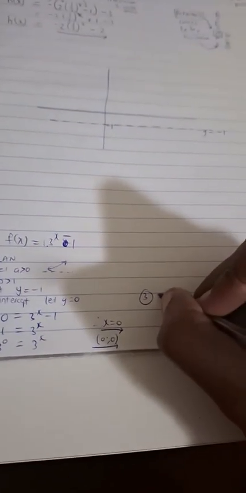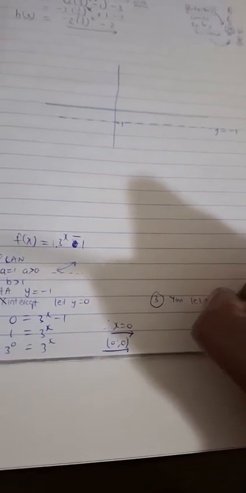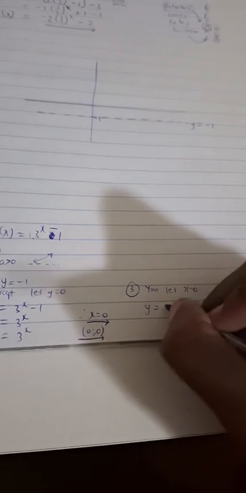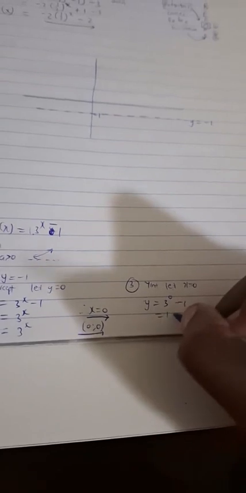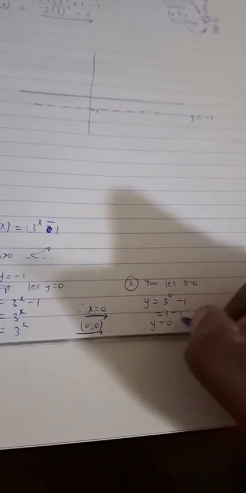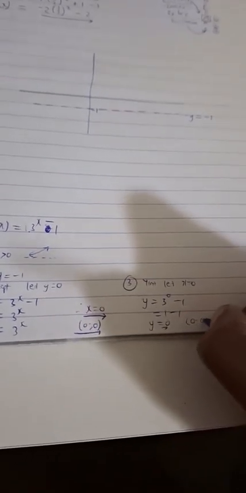Let me just do it so that people can be content. So for the y-intercept, we let x be equal to 0. I'm going to say y is equal to 3 to the power, in the place of x we write 0, minus 1. That's 1 minus 1, and that's y is equal to 0. So again, we have our x-intercept and our y-intercept giving us the same coordinates. So I can mark that point so that I have it for my graph.